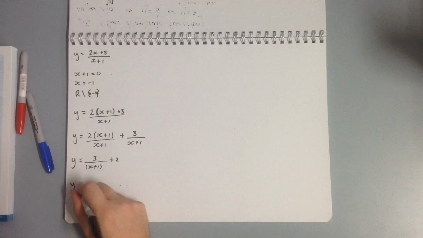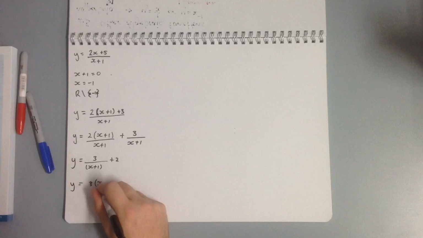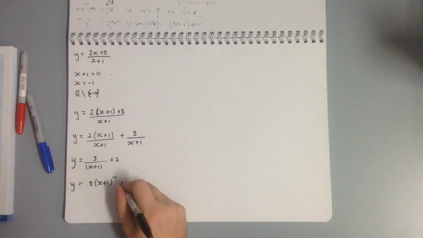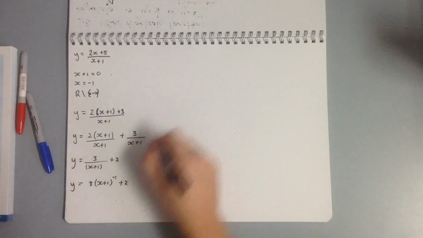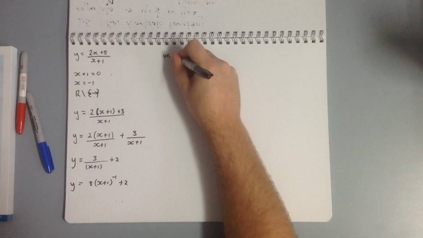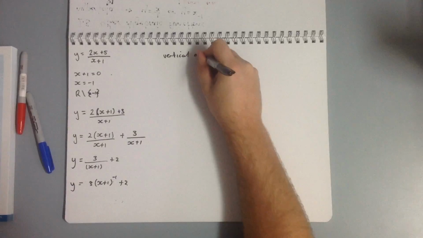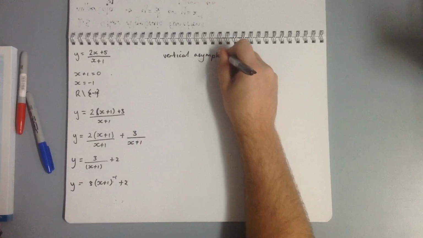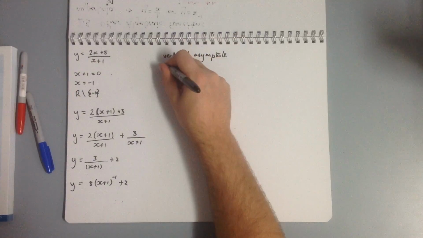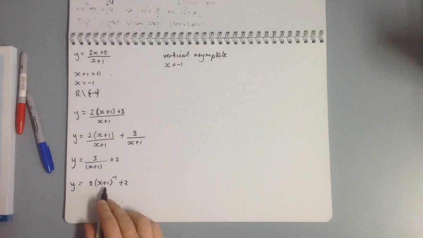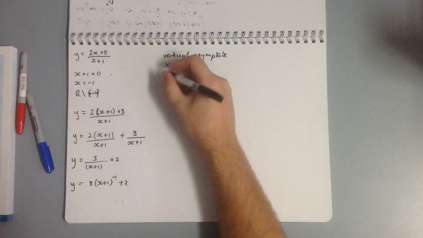Now we've been writing it though as 3(x plus 1) to the power -1 plus 2. That's in the form that we've been used to seeing. So that means that we can see that we end up with a vertical asymptote at x equals -1, because we've got to change our sign to this one.